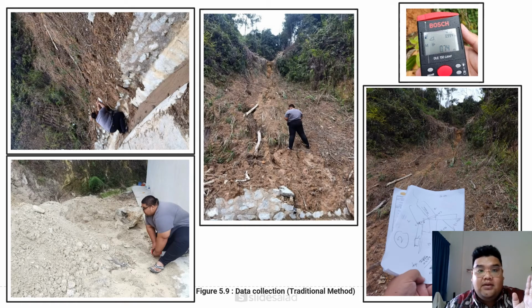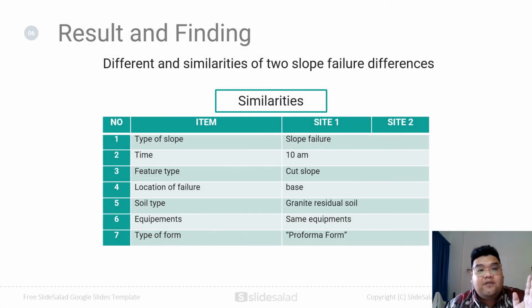And then for this one, these are the results I'm finding. What are the similarities first? Based on type of slope, both site 1 and site 2 are slope failures. The time is the same, because the time may differ but it is a different day, just 1 day. Feature type, both are cut slope. Location of failure, both at the base. Slope type, both granite residual soil. And equipment, the same equipment I'm using. The type of form we are using to collect data is the same, a pro forma form.